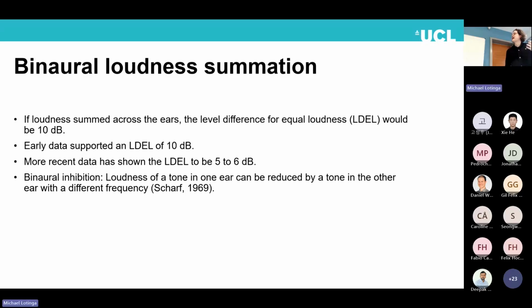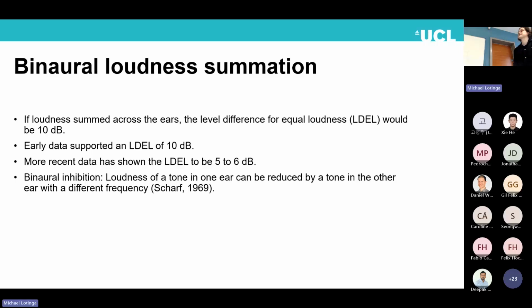Binaural summation is important when you have scenarios where you have sounds from a given direction, or where you have headphones and might listen to a sound on one ear only or on two ears. And that's how it was first investigated, with headphones. The question is, what level increase do you need for a sound on one ear to have the same loudness as a sound on two ears? According to Stevens' power law, you would need 10 decibels more for one ear than having it on two ears. And that was supported by early data that loudness sums perfectly across the two ears. So the level difference for equal loudness would be 10 decibels.